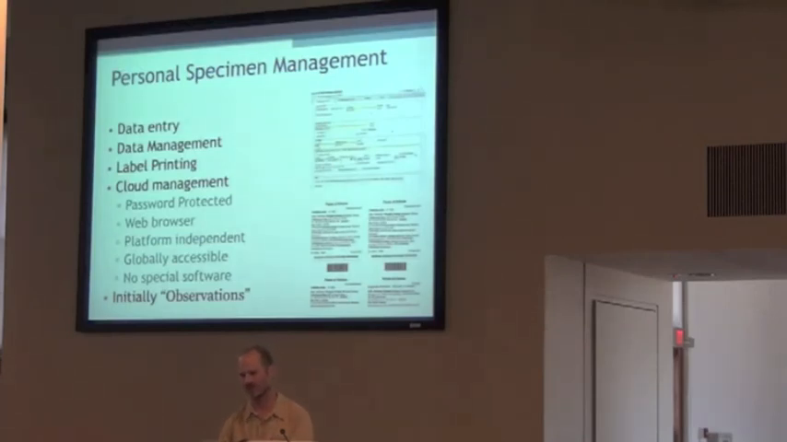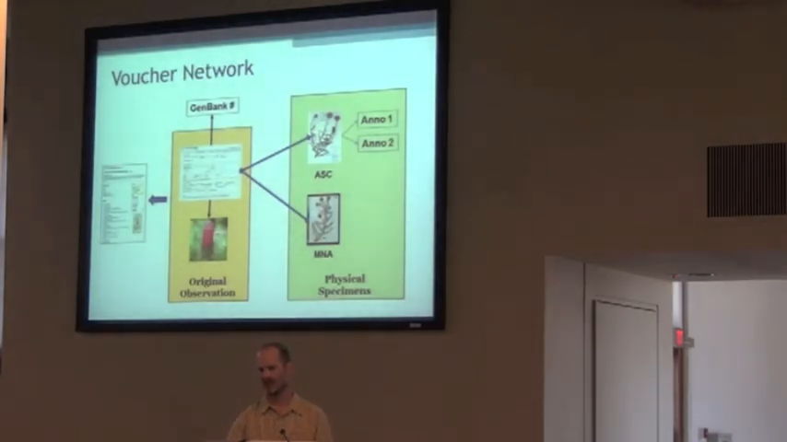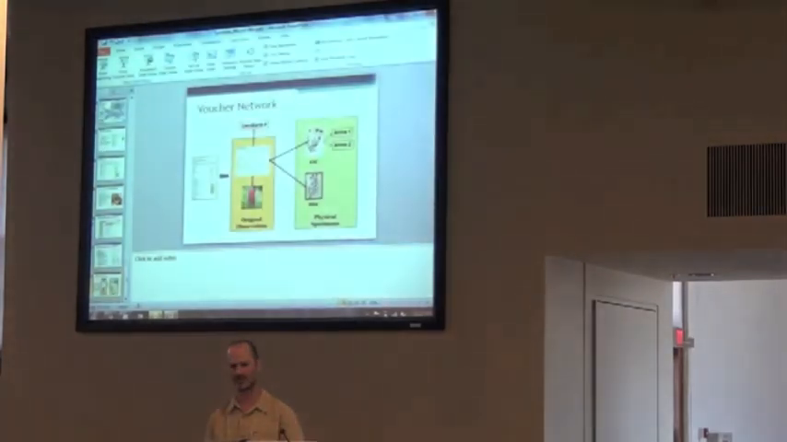So here's an example of making labels. And then this is an example of the network. You have the original observation there. It goes to the checklist, it's linked to the checklist. They submit the specimens to herbaria, and it creates a network of information all linked together. Maybe there are two annotations done on one duplicate, and that information feeds back to all the other systems. So that's it, in a nutshell.